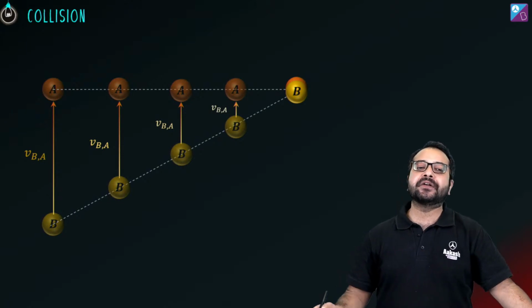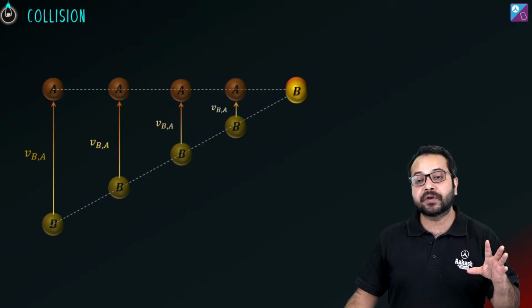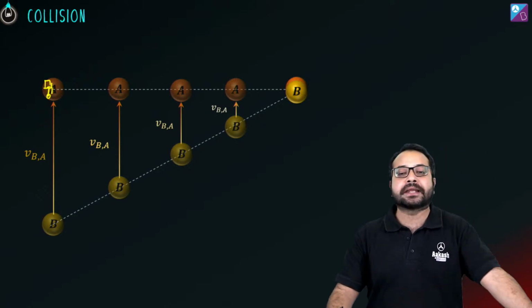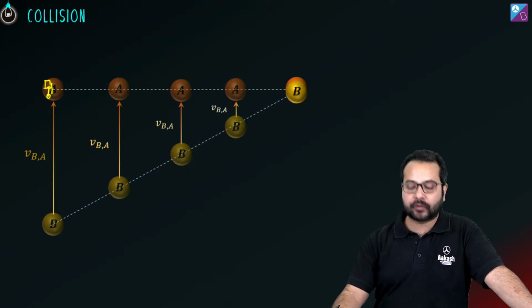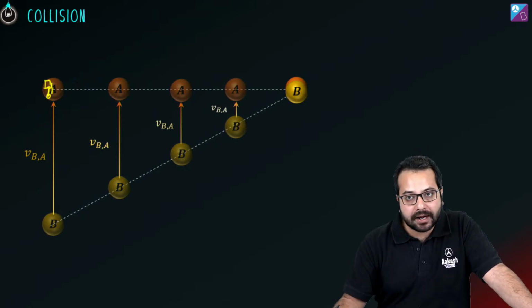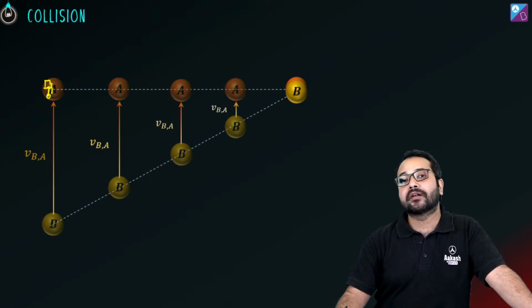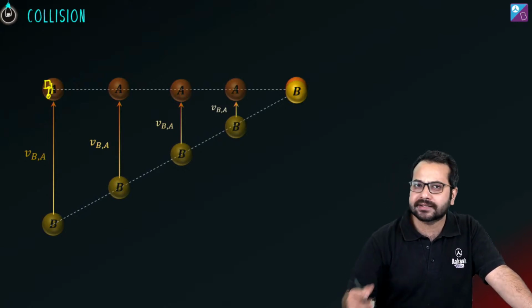But what we are interested in is, how would it appear to A? If we put a camera on A, what would the camera observe? Now think about it. We know that there is no relative acceleration. So the relative velocity of B with respect to A is going to be a constant.